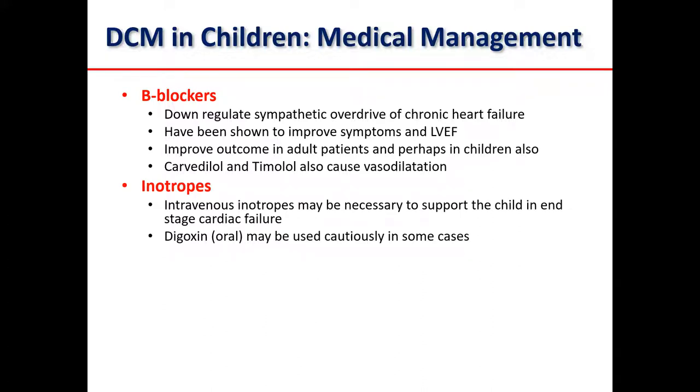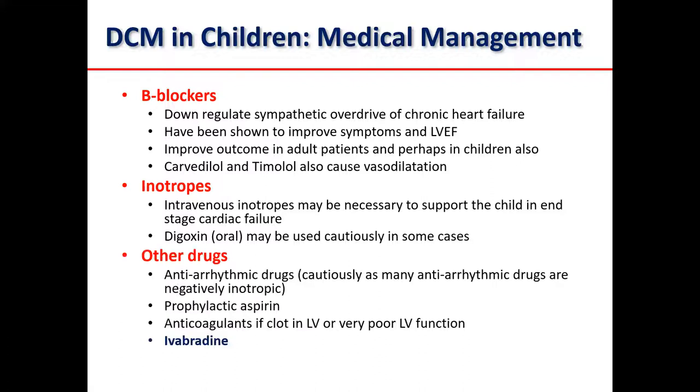Digoxin is very occasionally used these days. Most often we are not using this so-called positive inotropic drug. Yes, we use inotropes intravenously in children who are in end-stage heart failure. The other drugs that may have to be used are antiarrhythmics, especially if you find some arrhythmia associated with DCM. Aspirin, a lot of people use if the LV dysfunction is quite bad. However, anticoagulants are mostly used if there is an LV clot, and most of us do not use anticoagulants otherwise. Ivabradine is another drug that's coming up, or I wouldn't say new, but it's a new indication of ivabradine. And there is again some data on ivabradine.